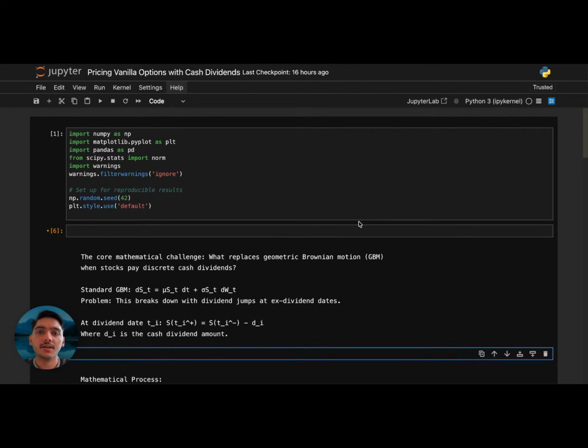So hello everyone. Today we'll be pricing vanilla options with cash dividends. So here's something that I want to tell you. Goldman Sachs and Morgan Stanley can look at the exact same Apple option and quote completely different prices. It's not because of different views or risk appetite, but because they're using fundamentally different mathematical models.